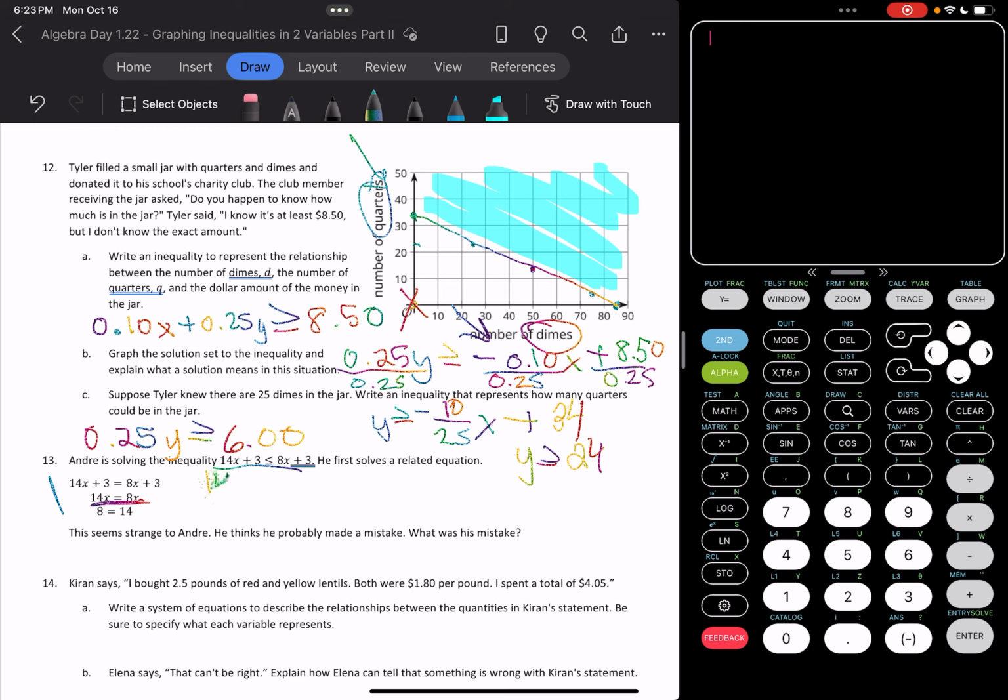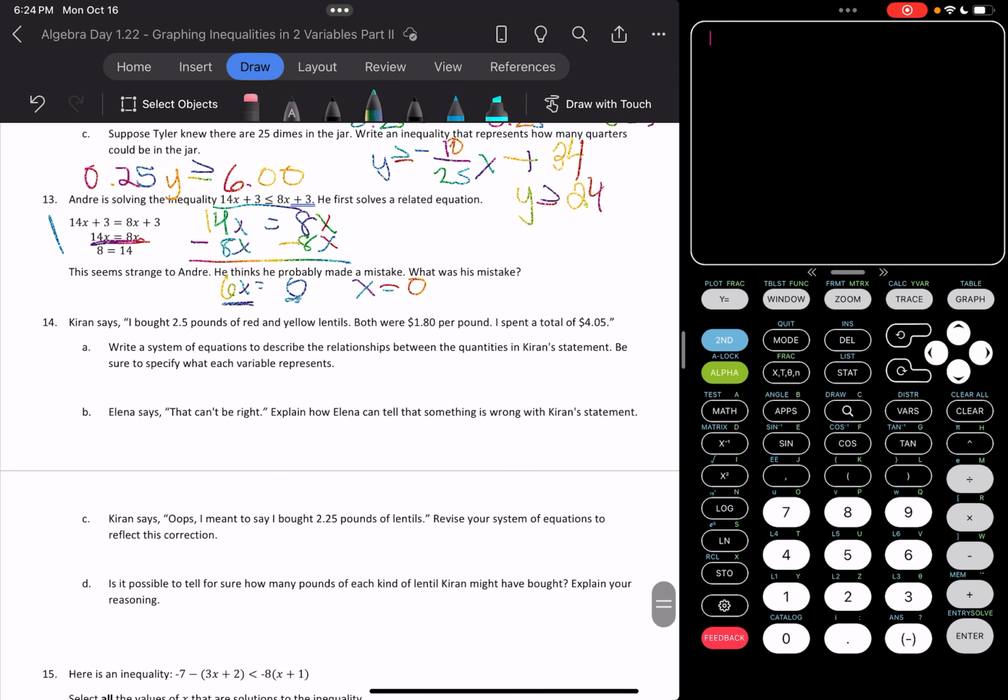Well, if he had done 14x equals 8x, if he had subtracted 8x from both sides, he would end up with 6x equals 0. This tells me that x has to be 0. And so his mistake was dividing by the x's. We generally don't divide by the variable. We divide by what's in front of the variable, or we add or subtract. So he should have subtracted these terms instead of dividing by x.